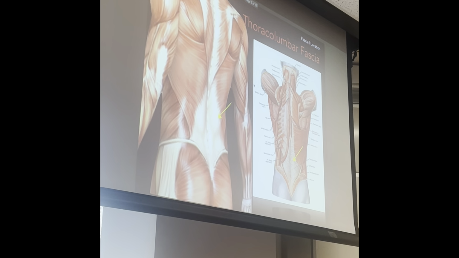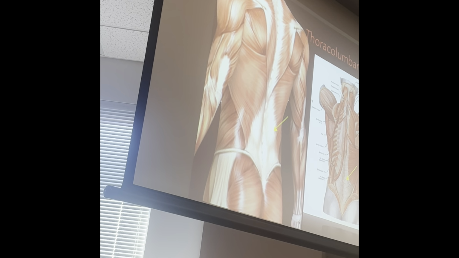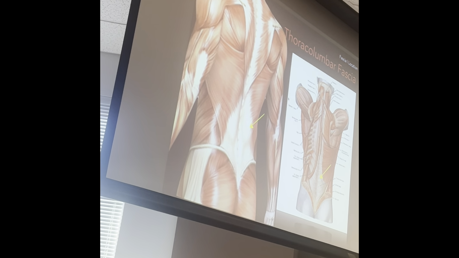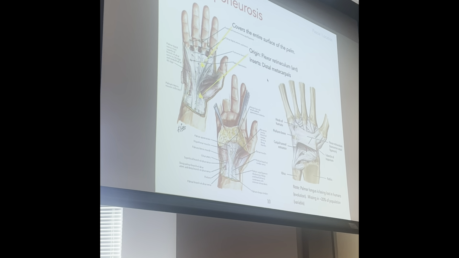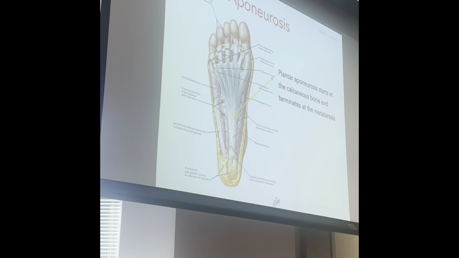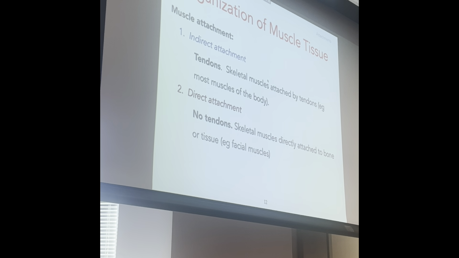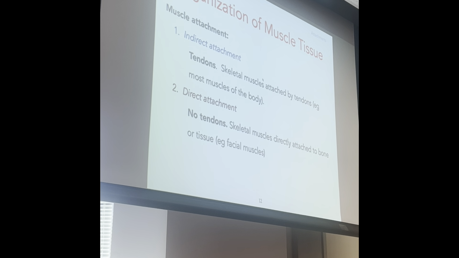Where do we find fascia? Well, the thoracolumbar fascia we find in the back. The cranial aponeurosis we find on the top. It's also called the galea aponeurotica. And then we find it on the palm, so the palmar aponeurosis. We find it on the foot, the plantar aponeurosis. Those are the major places that we find large amounts of fascia.